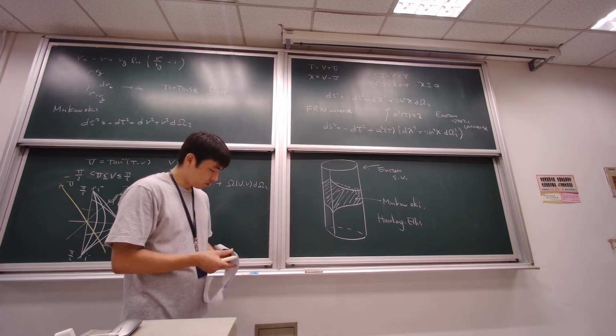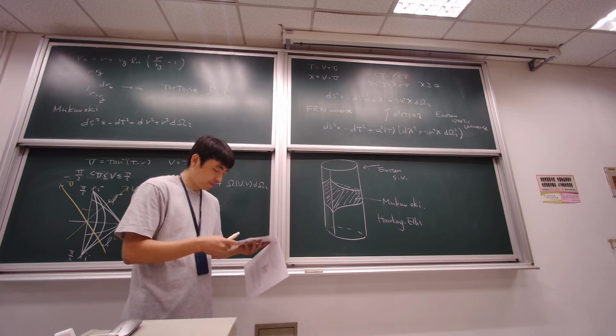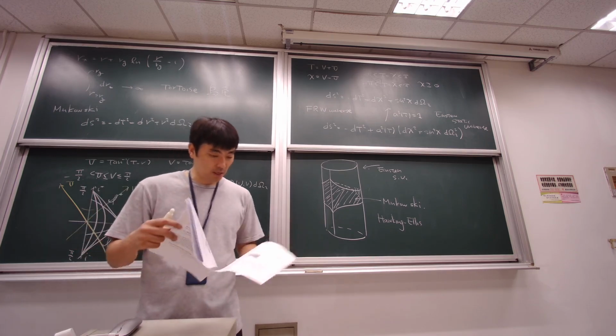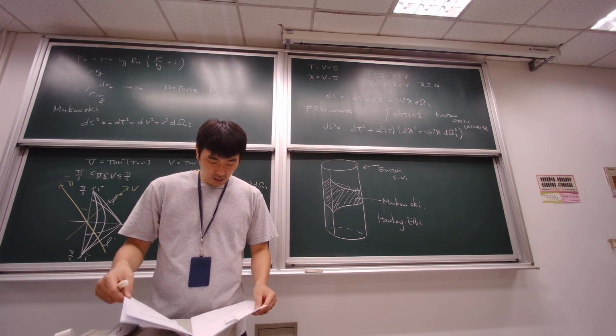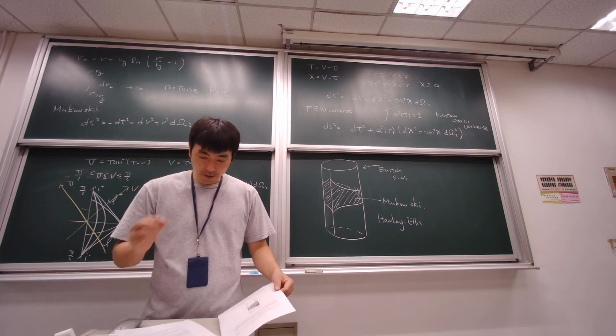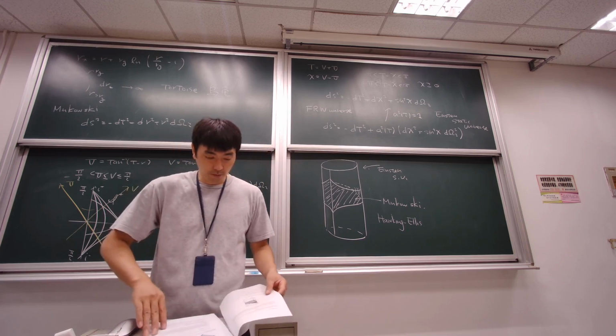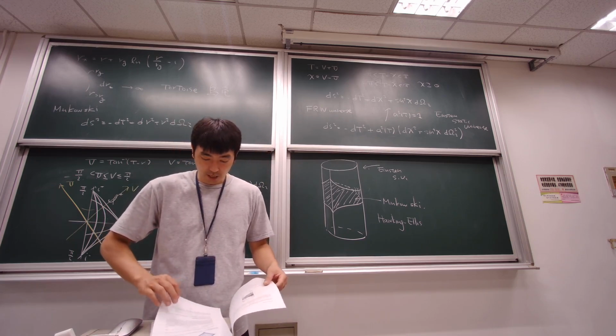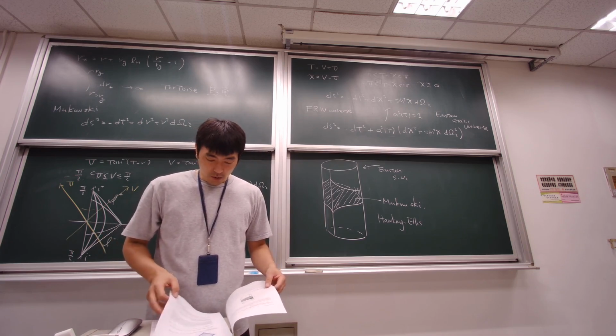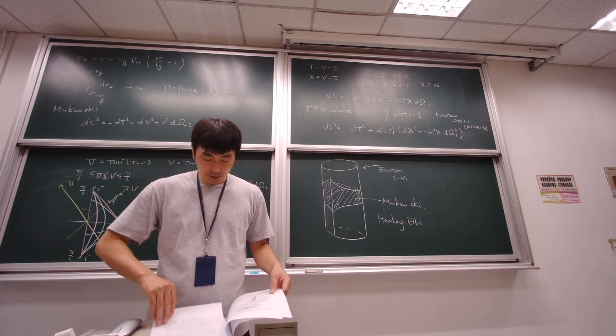I also wrote the Rindler space. I'm going to skip Rindler space because it needs some concept about the so-called Killing horizon, as I show in the figures in the slide, so I will skip this one.